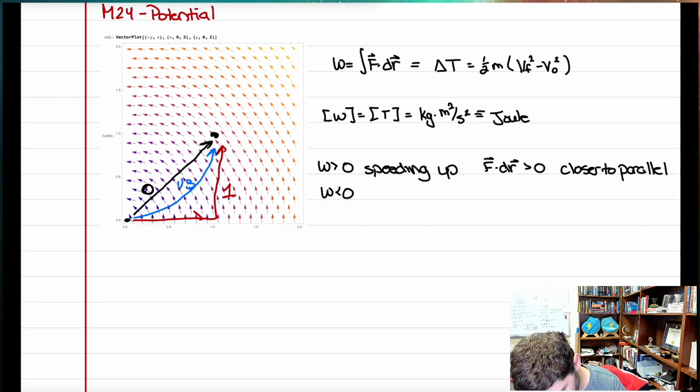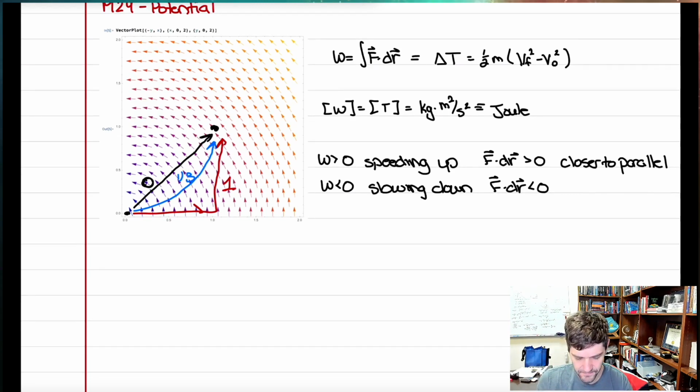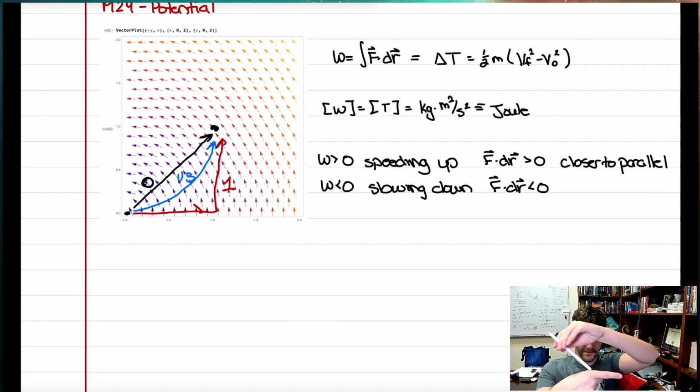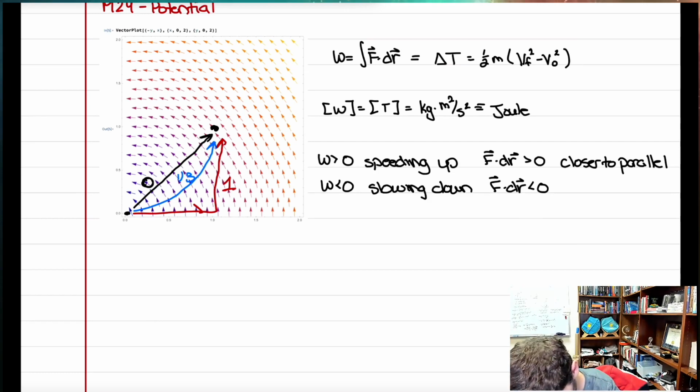Similarly, work being negative, we said, was slowing down, which by the same sort of reasoning means F dot dr on average is less than 0. Again, when was the vector dot product negative? That's when the angle between the two was greater than 90 degrees, so they are closer to being anti-parallel than they are to being parallel. So this would be closer to anti-parallel.